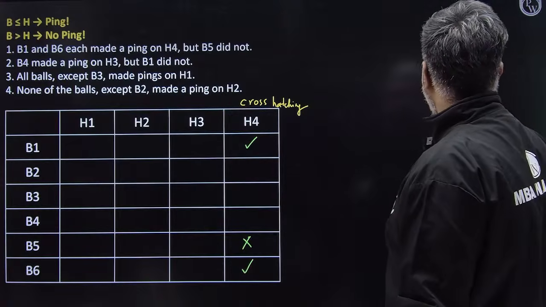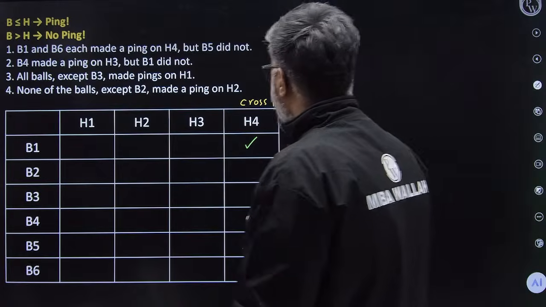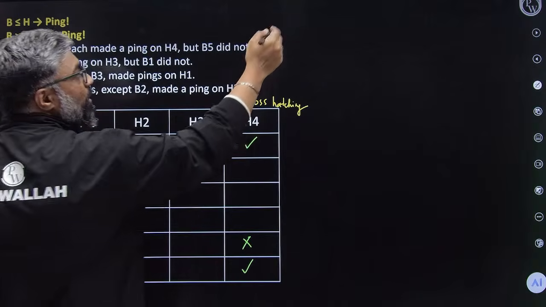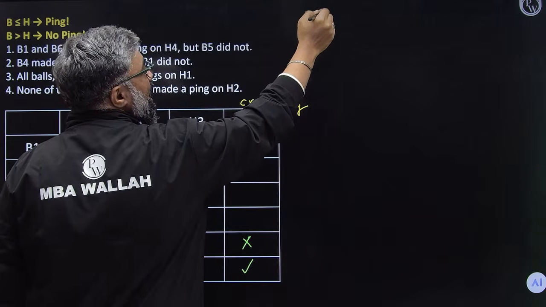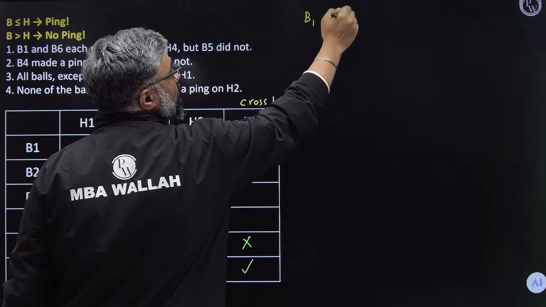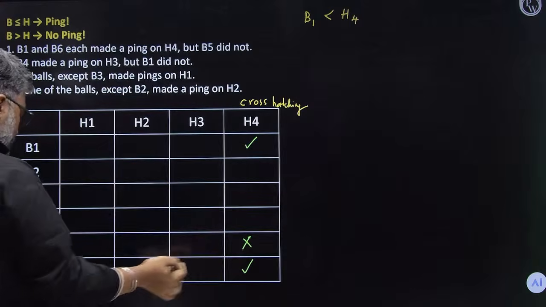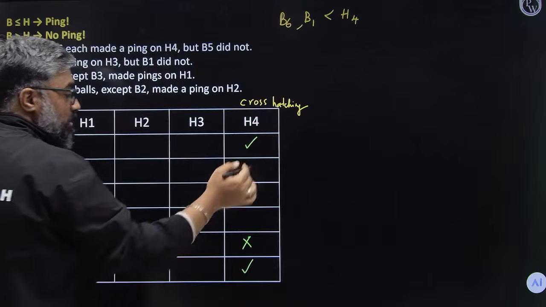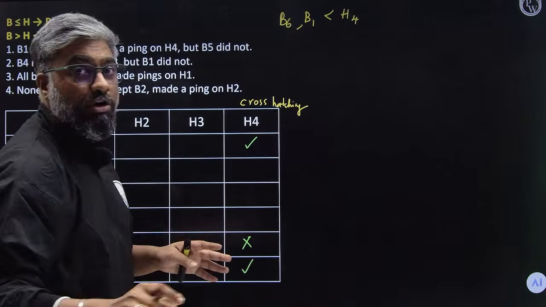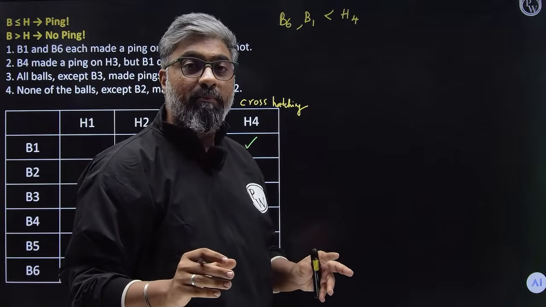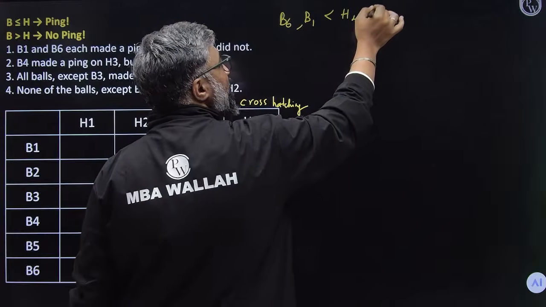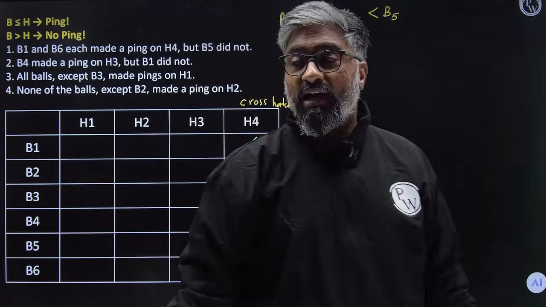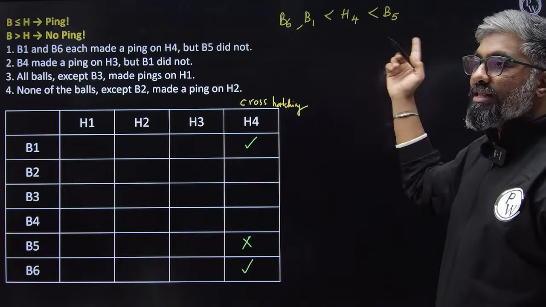What does this mean? Indirectly, what does this mean, guys? This means that B1 has to be lesser than H4, correct? B1 has to be lesser than H4. B6 should also be lesser than H4, but because B5 did not make a ping sound, what happens? B5 has to be bigger than H4. Got it? B5 has to be bigger than H4. Only then this would work out.